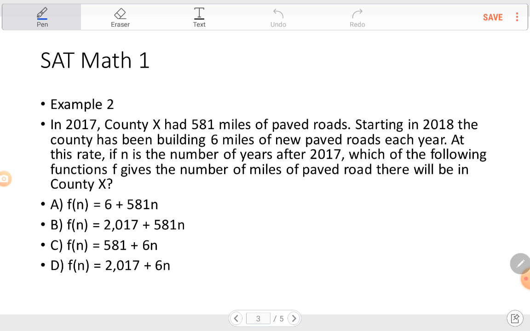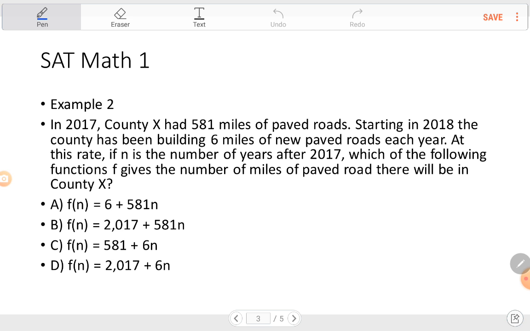Example 2 is using the same information from example 1. In 2017, County X had 581 miles of paved roads. Starting in 2018, the county has been building 6 miles of new paved roads each year. At this rate, if n is the number of years after 2017, the following functions: f gives the number of miles of paved roads there will be in County X.